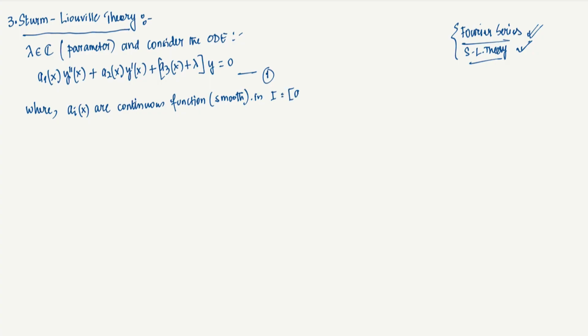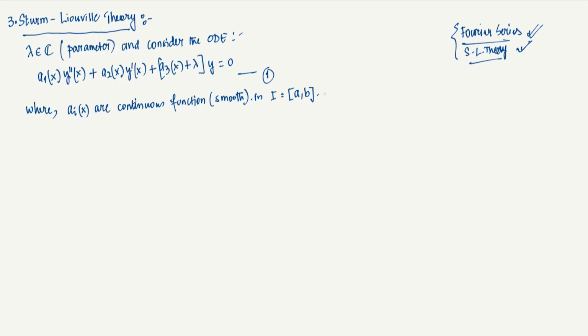So these are continuous functions on some interval I equals [a, b]. For now we are fixing some interval [a, b], which we are going to call I. In real problems, generally [a, b] will look like [0, 1], or [0, pi], or [-pi, pi], this sort of thing. It depends, but basically we are working with a closed and bounded set I. So we have smooth functions in this interval I.